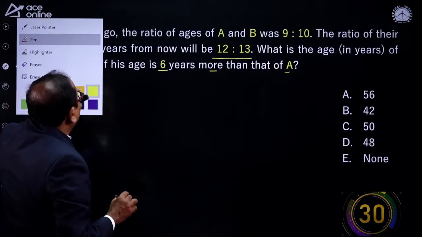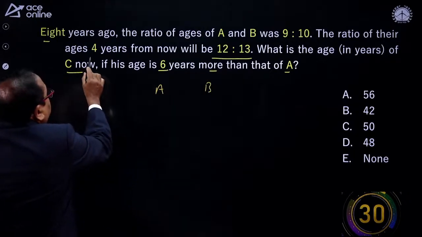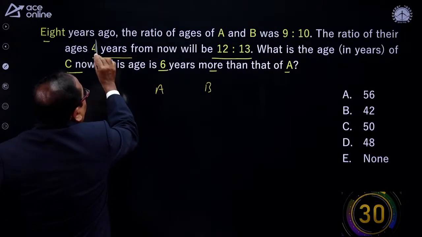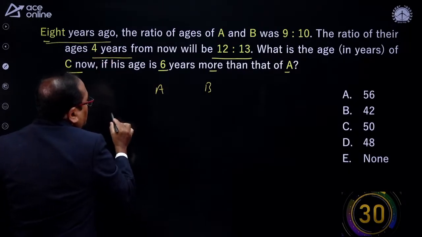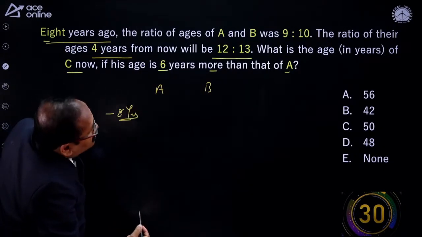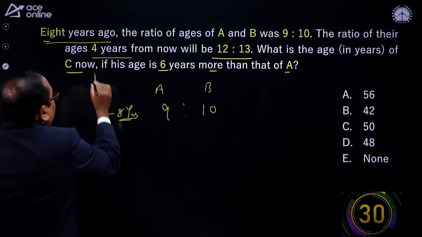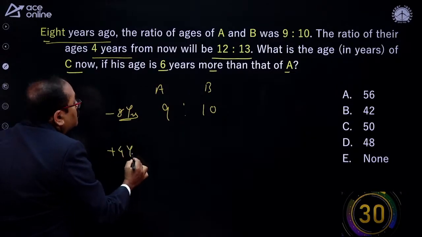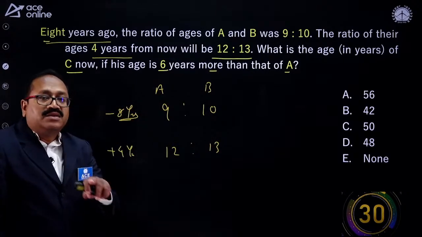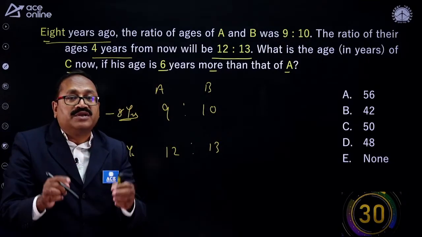So once I get A's present age, I will be able to get C's age. For that, how do we approach it? This is A and B, and it is said that this ratio is 4 years from now, and this is how many years ago? 8 years ago. So 8 years back, minus 8 years, their ratio was 9:10. And after 4 years, their age ratio will be 12:13. By this information, I will get A's age. Once I get A's age, add 6 to it, you will get C's age.